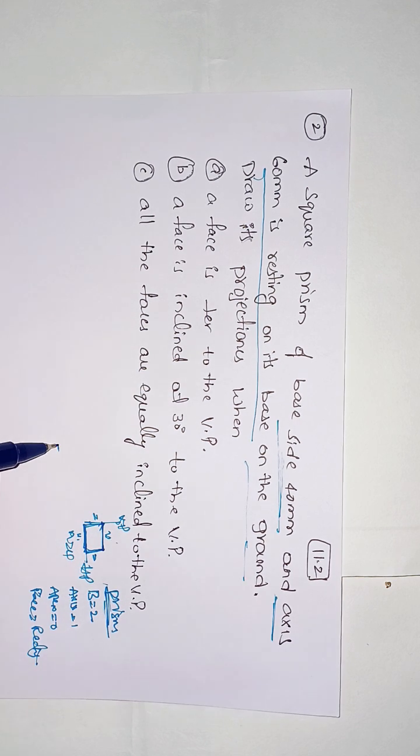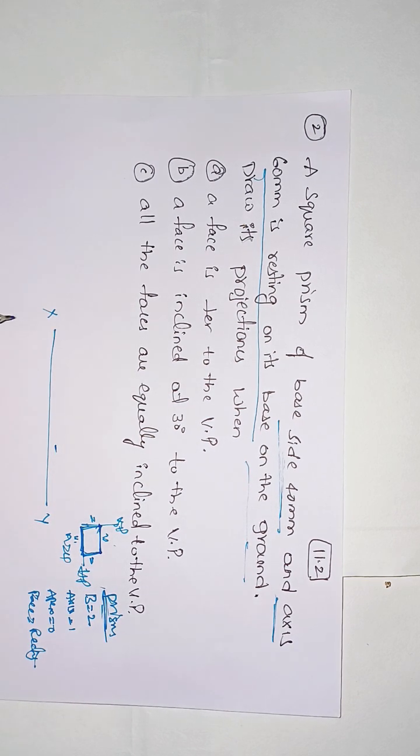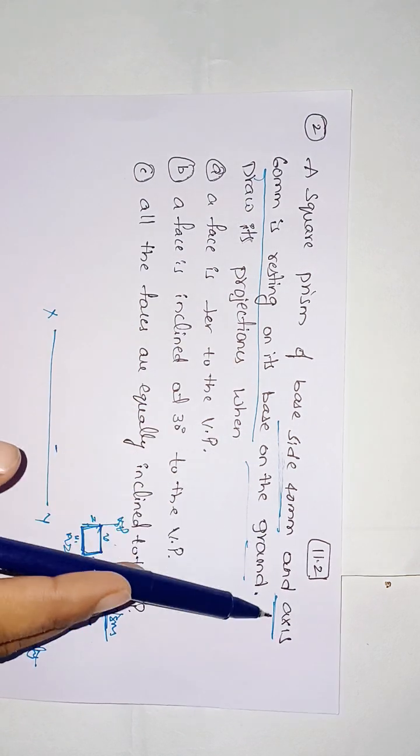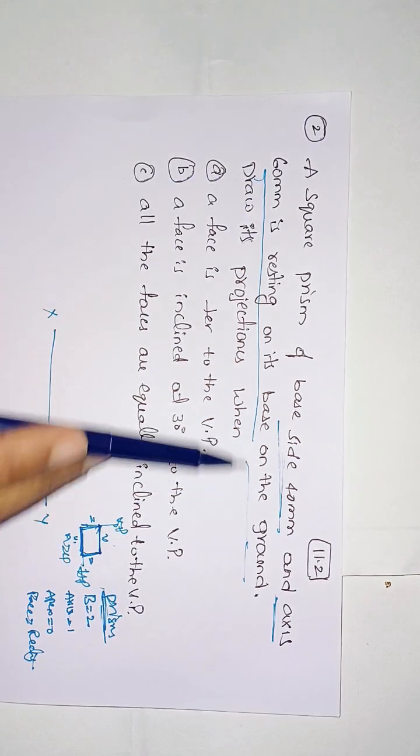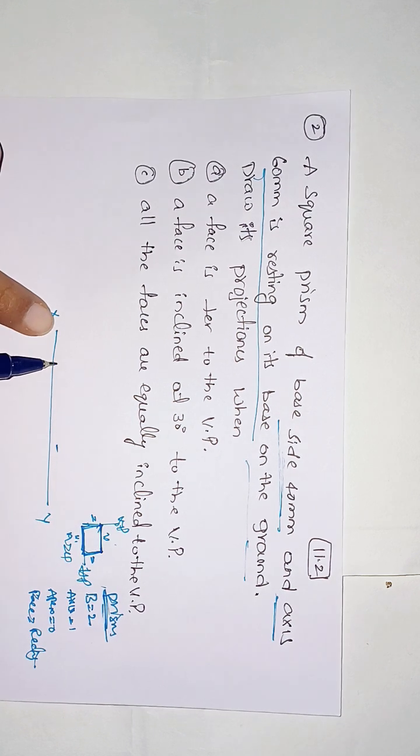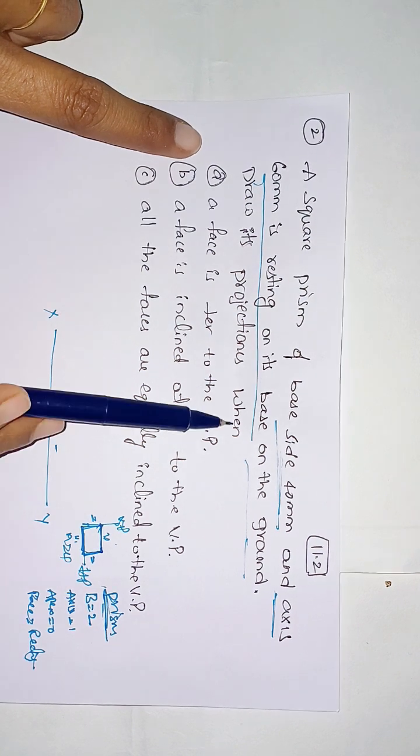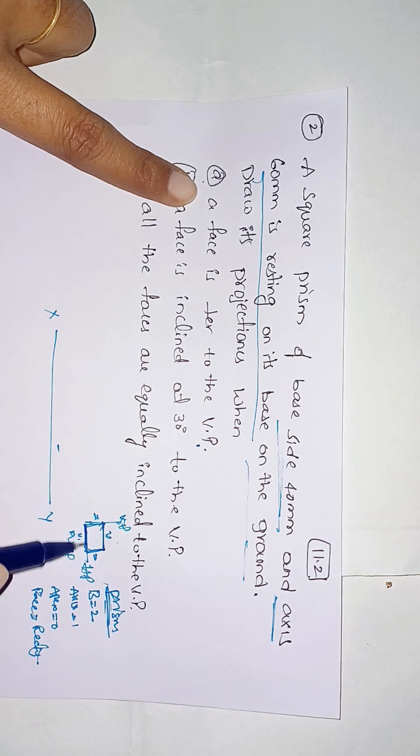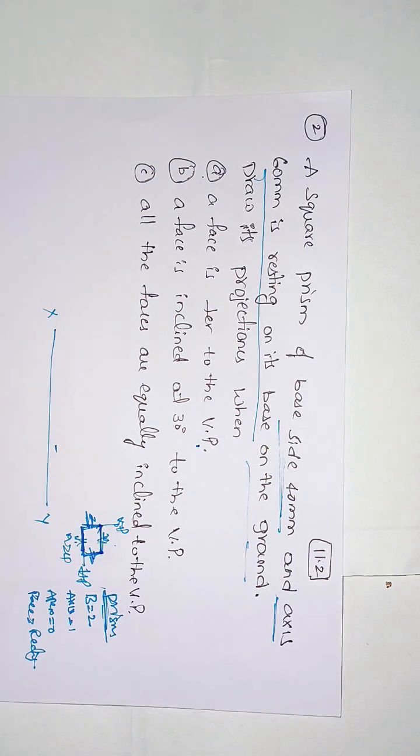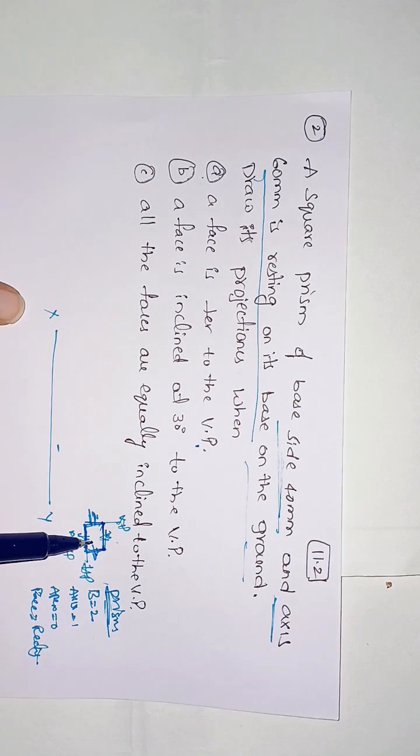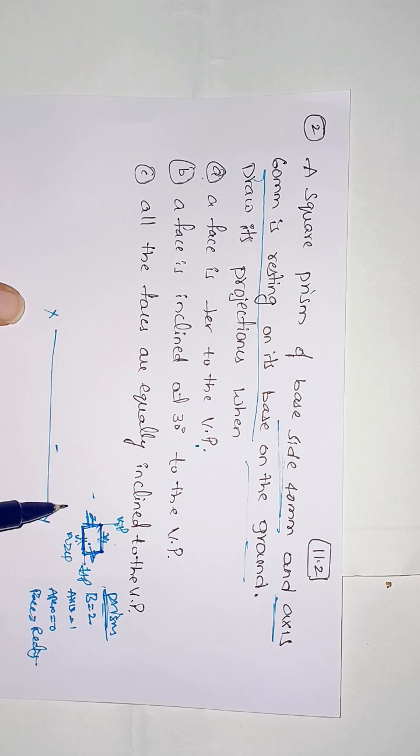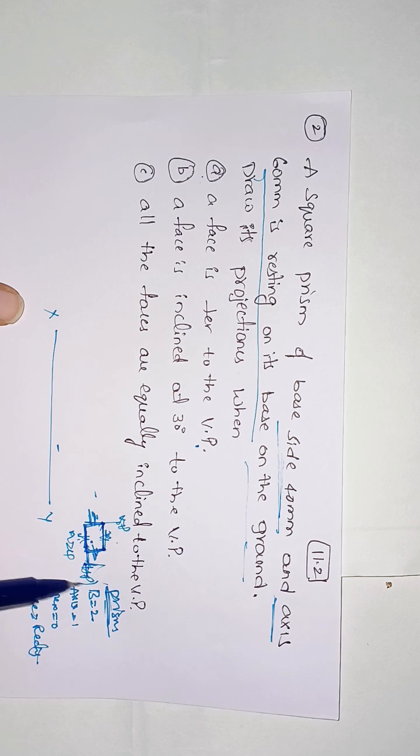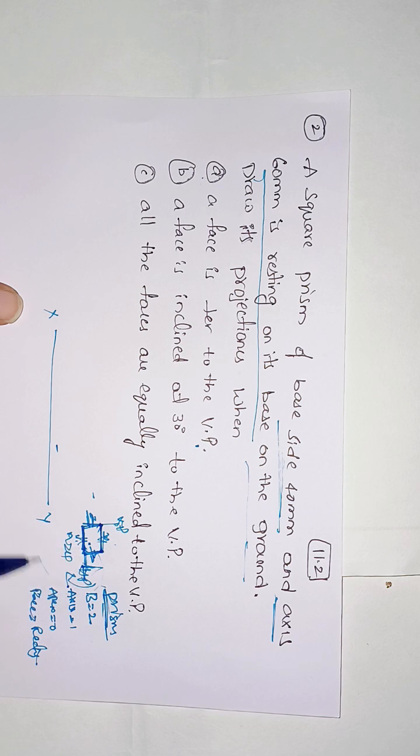Draw its projections when, first, a face is perpendicular to the VP. So draw an XY line and a square prism, base side 40 mm, axis 60 mm, resting on its base on the ground. On the ground means definitely it comes downside of the diagram. A face means you can take any face out of the four, and select any one face. That face is perpendicular to the VP. Perpendicular to VP means definitely it is situated on HP, so it comes downside of the diagram.